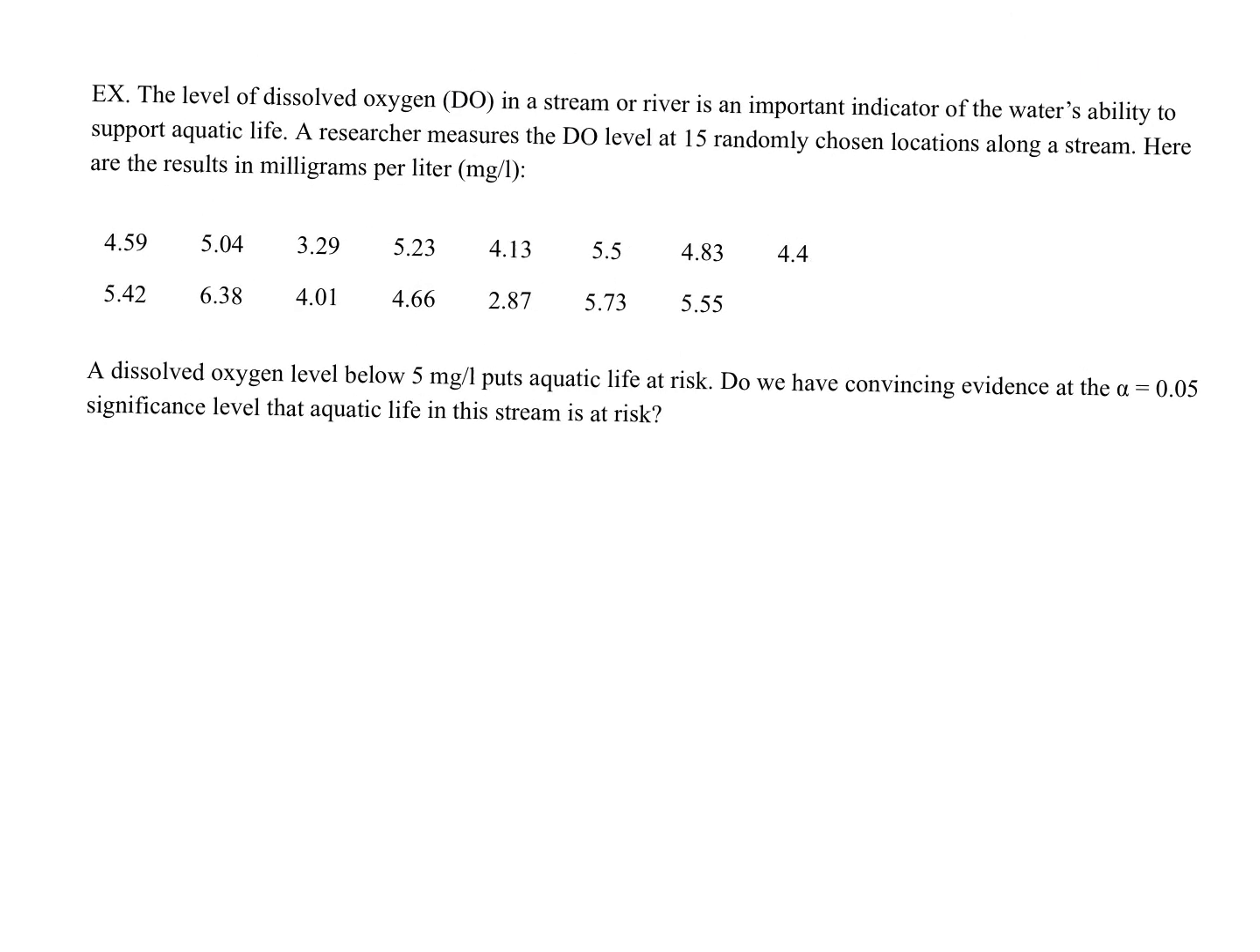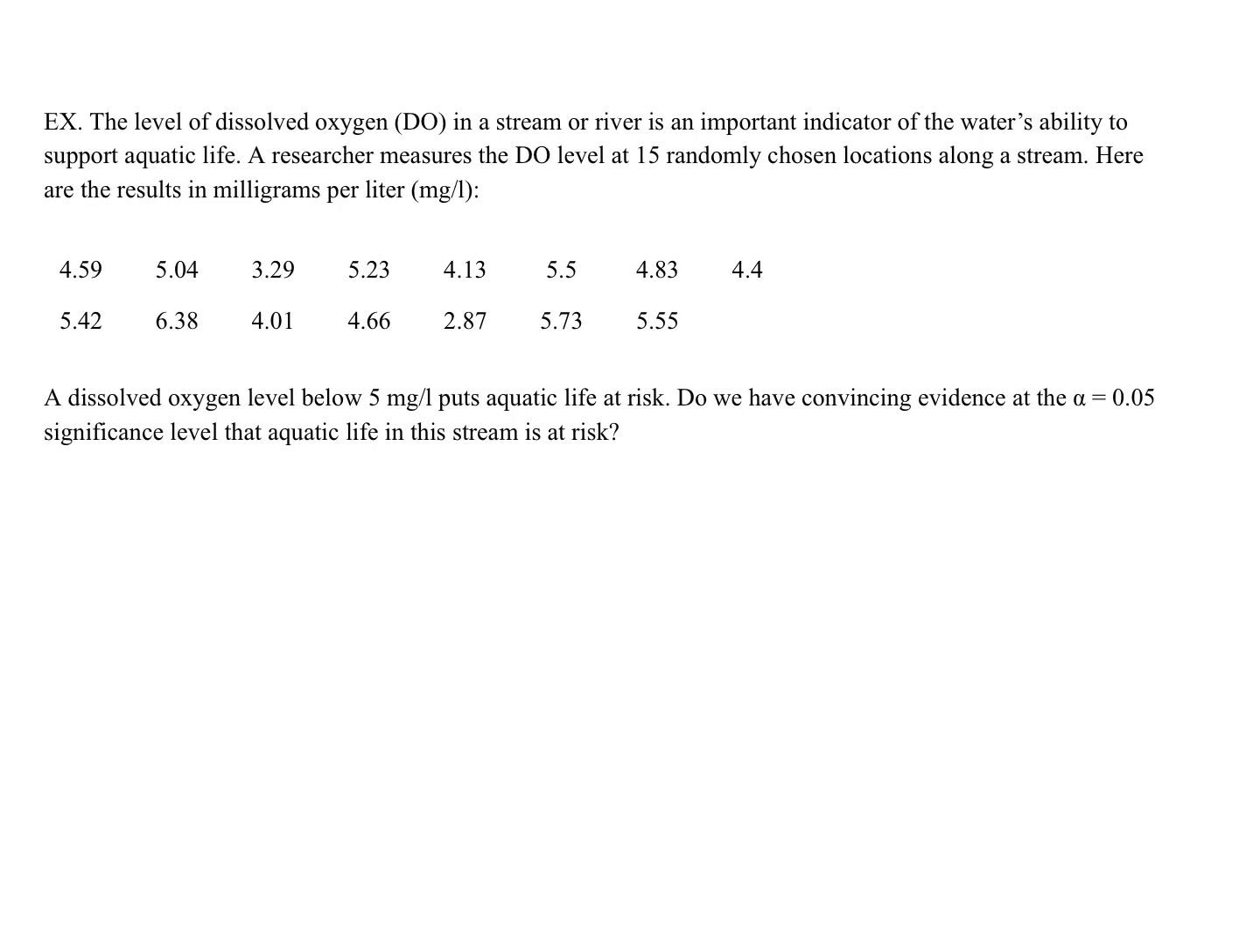For our next example, we're going to do one where we are given our data ahead of time. The level of dissolved oxygen, which we'll abbreviate DO, in a stream or river is an important indicator of the water's ability to support aquatic life. A researcher measures the DO level at 15 randomly chosen locations along a stream. Here are the results in milligrams per liter. A dissolved oxygen level below 5 milligrams per liter puts aquatic life at risk. Do we have convincing evidence at the alpha equals 0.05 significance level that aquatic life in this stream is at risk?